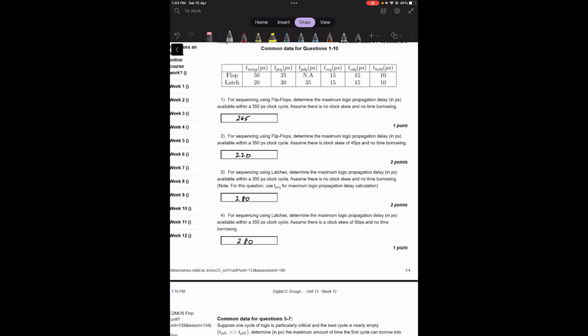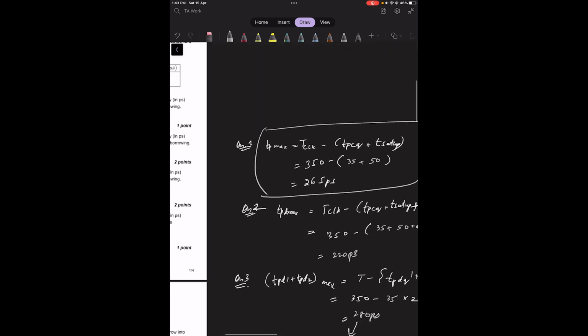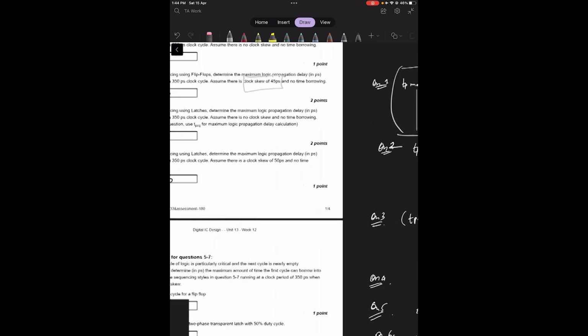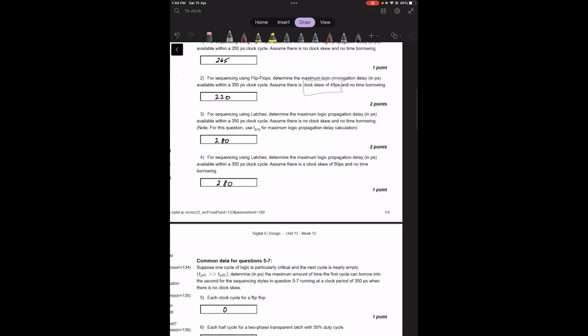Second question. Sequencing using flip-flops, determine the maximum logic propagation delay available within a 350 picoseconds. Now you have an additional clock skew term, right? So it just says you need to add an extra term called clock skew and recompute the value. So it was 265 last time, and you subtract 45, which is 220 picoseconds, right? Exactly. So that is question number 2.